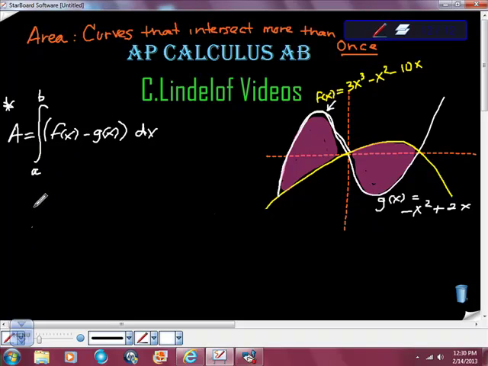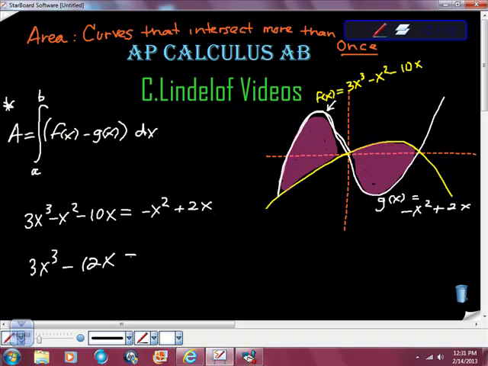The first thing I want to figure out is where these two curves intersect. So all I'm going to do is set them equal to each other. So I'm going to say the first function is equal to the second function. The way that I'm going to do this is move everything to the left-hand side, and I think we end up with 3x cubed. We add positive x squared to both sides, that will cancel that. Negative 10x minus 2 more x is negative 12x. So that's just simple algebra. Set that equal to 0. So hopefully that makes good sense.